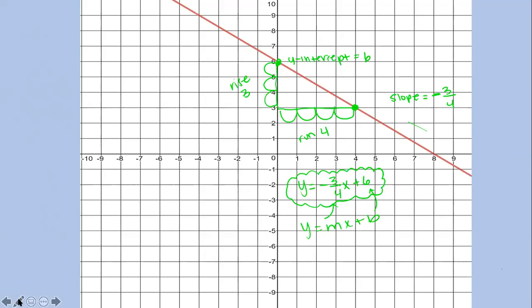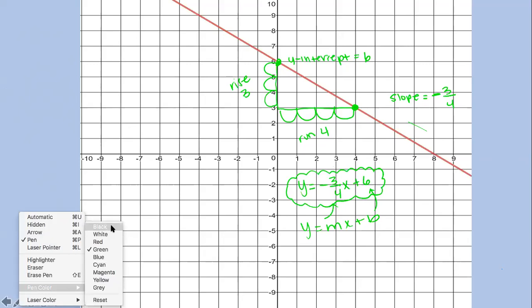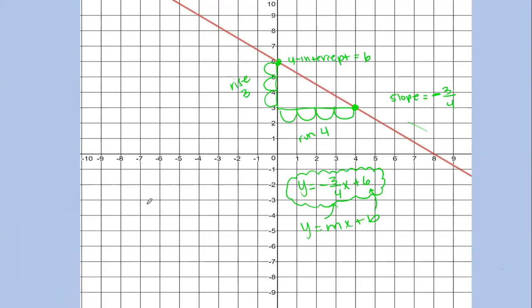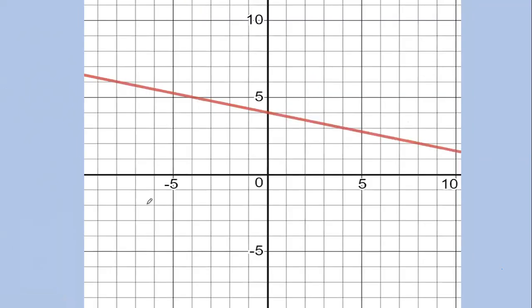All right, we're going to do one more example before you go to your activity for the day. What's the y-intercept? 4. Positive 4. Perfect.